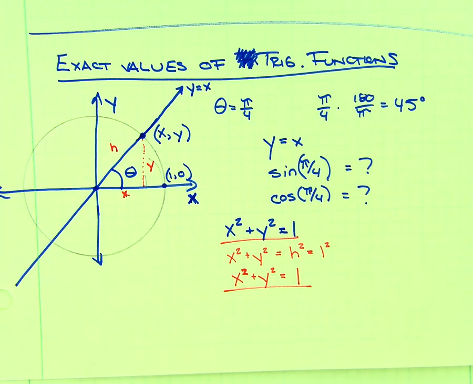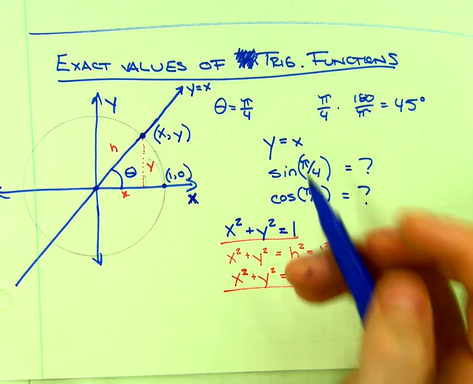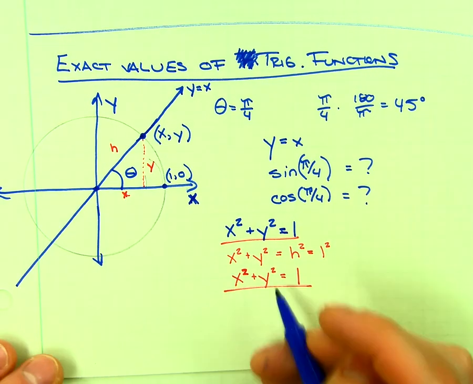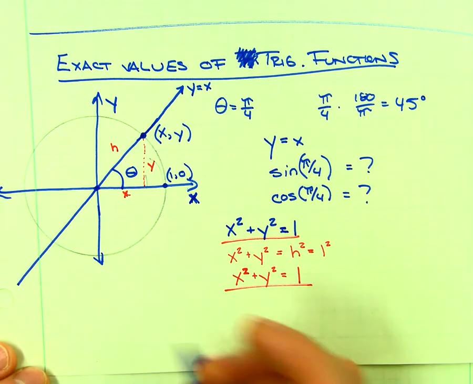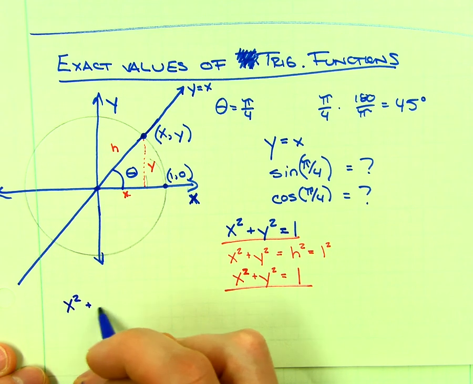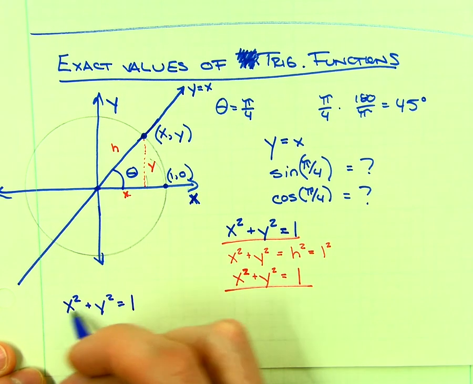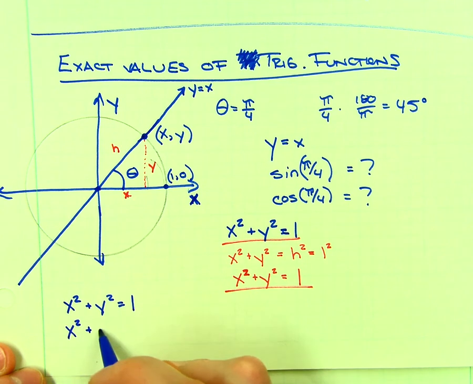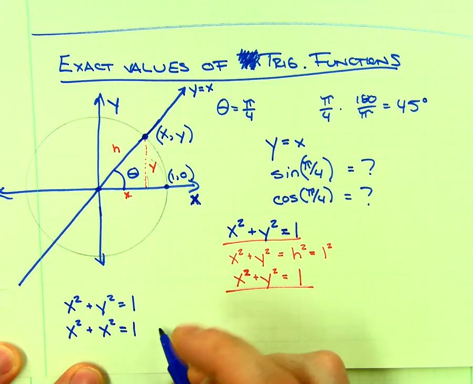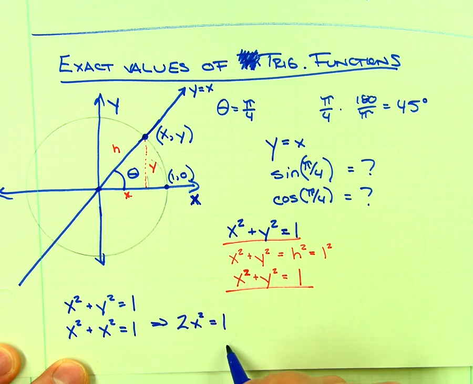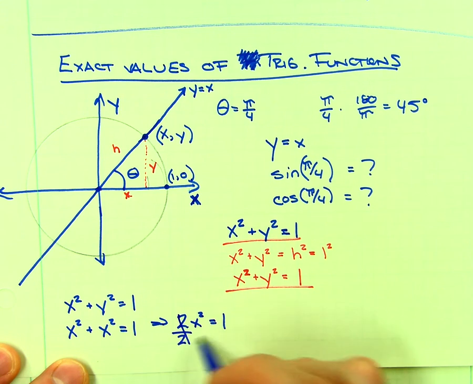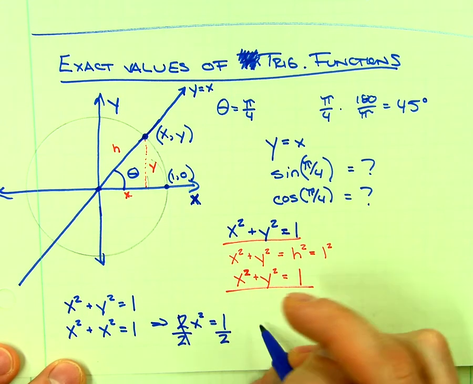Now, let me charge forward. Since I'm looking for this point xy, and I know that y is equal to x, I've got this equation here, x squared plus y squared is equal to 1. I can plug this relationship in, y is equal to x. So x squared plus, since y is just equal to x, plus x squared is equal to 1. Simplifying this, I can combine my like terms, so I end up with 2x squared is equal to 1. Solving for x, I divide by 2 on both sides. I get x squared is equal to 1/2.